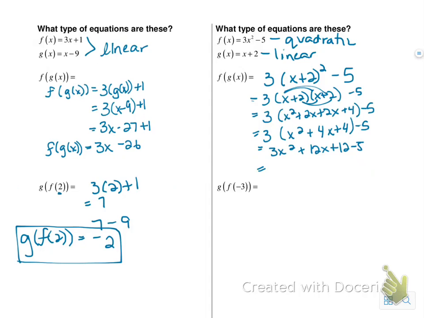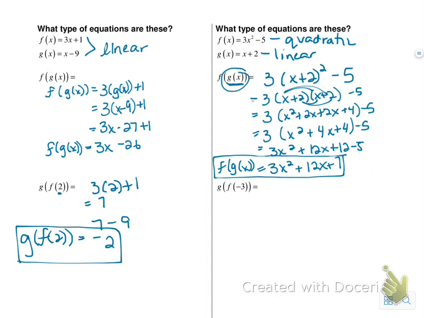Now I'll subtract 5. So my final answer is 3x squared plus 12x plus 7. Okay, that is f of g of x, meaning I put the function g of x inside the function f of x.